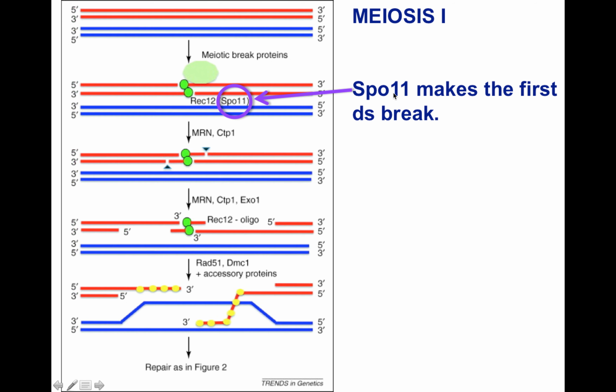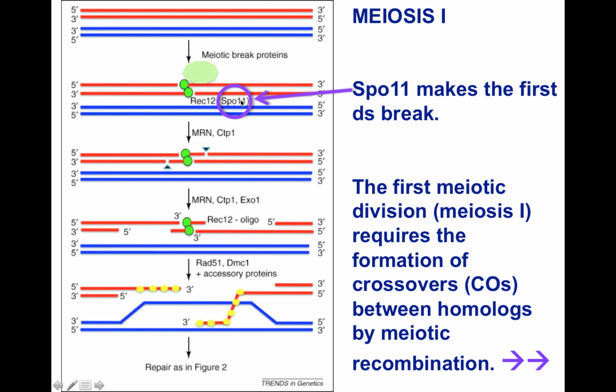SPO11 is a protein that makes the first double-stranded break. So there's actually a protein that breaks the DNA. It is in a very controlled manner because these two sister chromosomes are very, very tightly aligned with each other already, even before the break occurs. The first meiotic division, meiosis 1, requires the formation of crossovers between homologues by meiotic recombination. And SPO11 is the protein that makes the first cut.